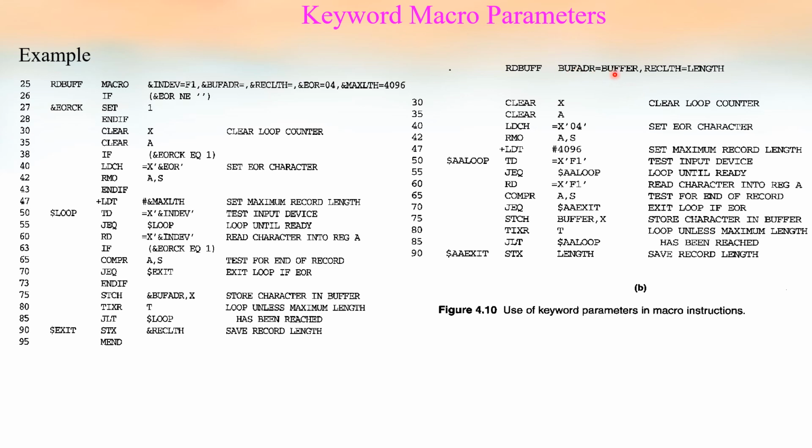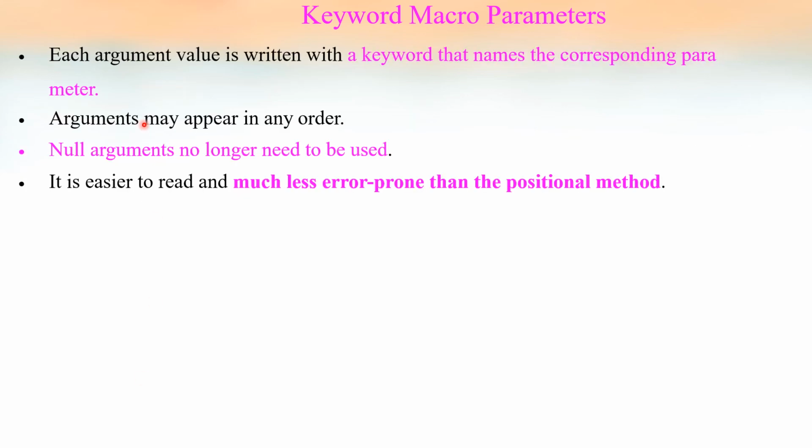With these macro parameters, I am attaching the keyword. So in keyword macro parameters, each argument value is written with a keyword that names the corresponding parameter. Arguments may appear in any order, so here order is not significant. Null arguments no longer need to be used. It is easier to read and much less error prone than the positional method.